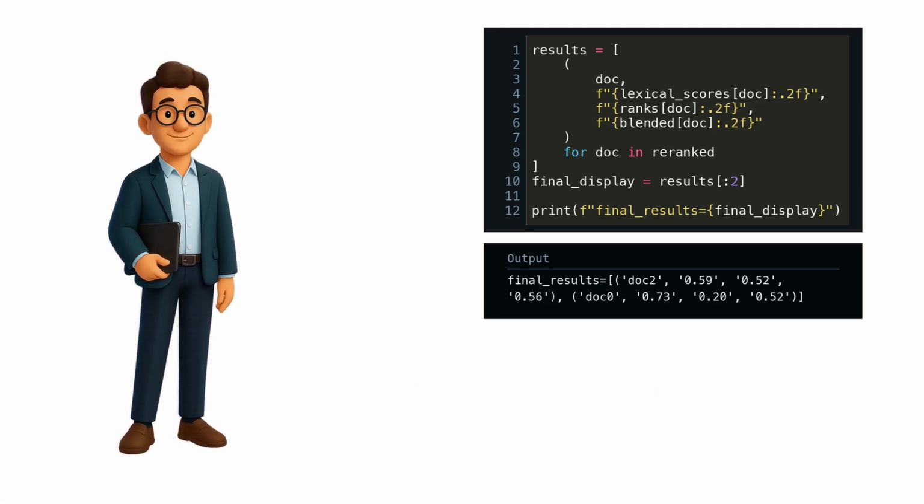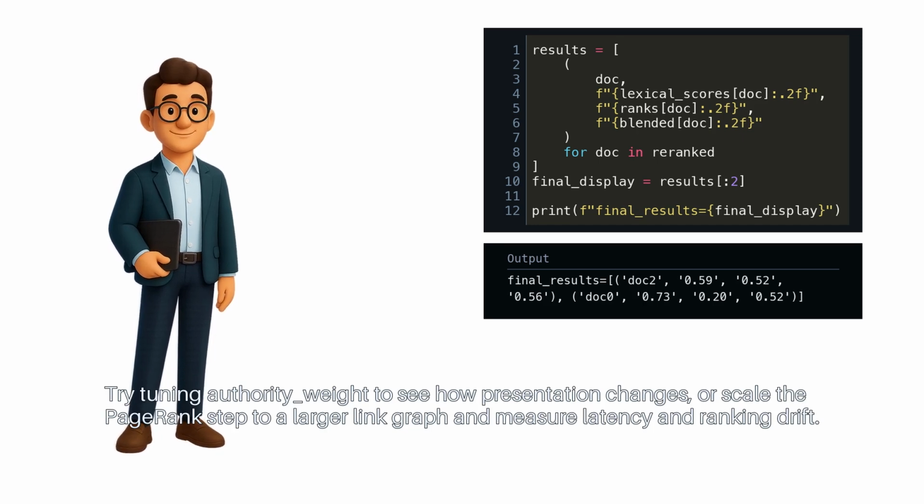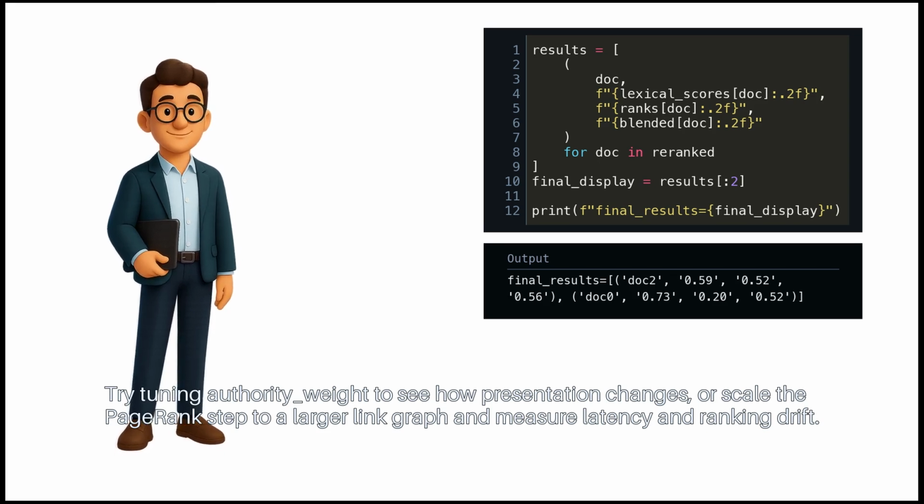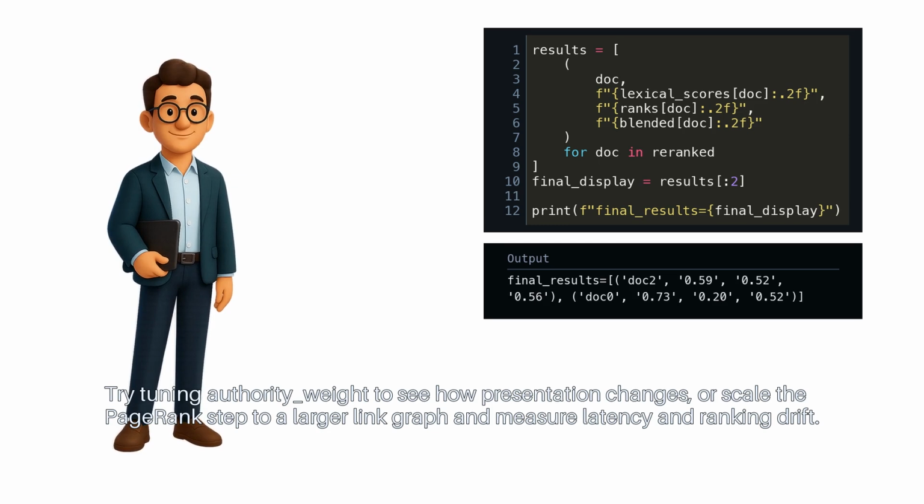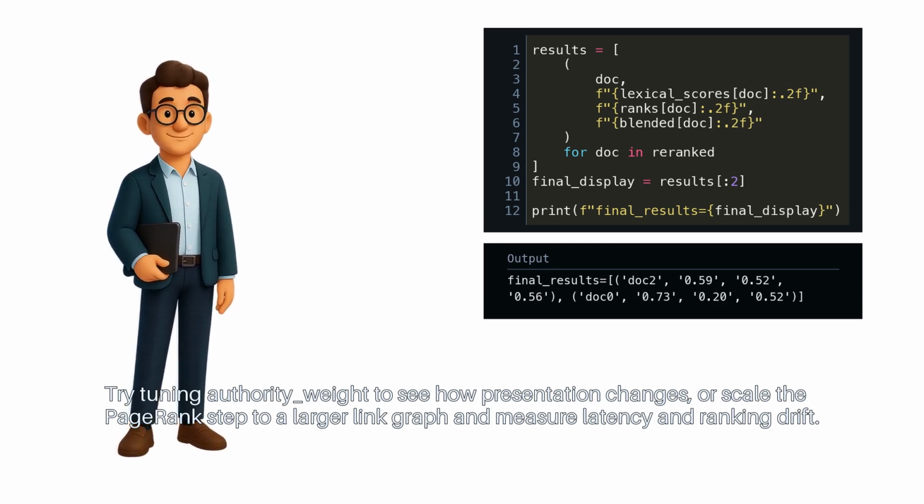Next step: try tuning authority weight to see how presentation changes, or scale the PageRank step to a larger link graph and measure latency and ranking drift.